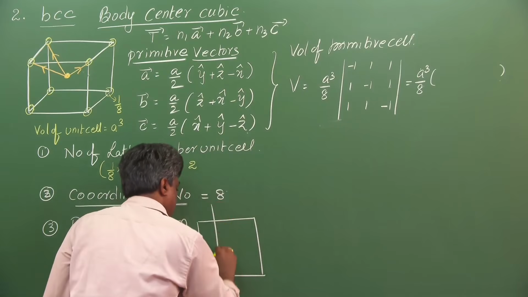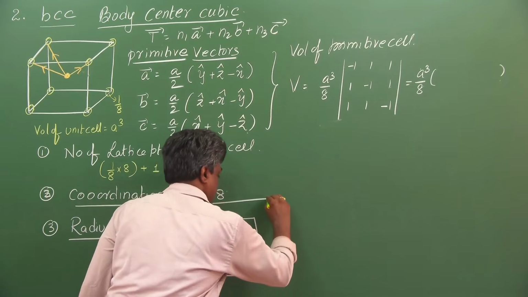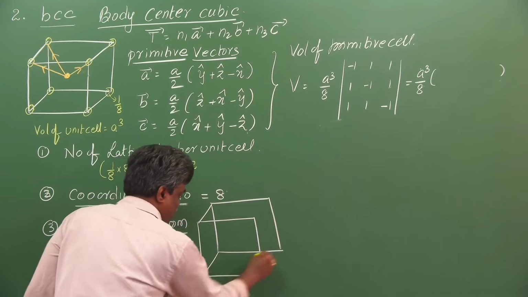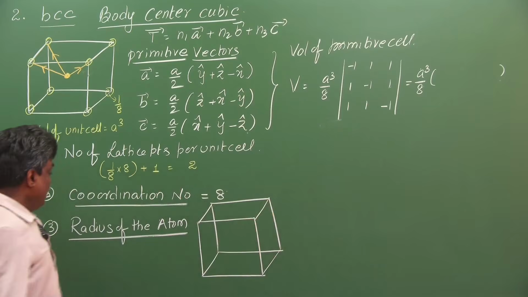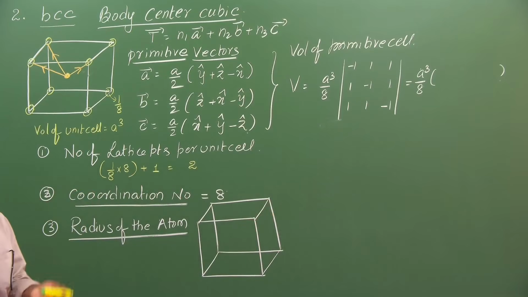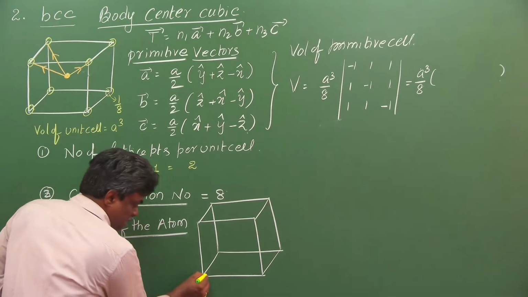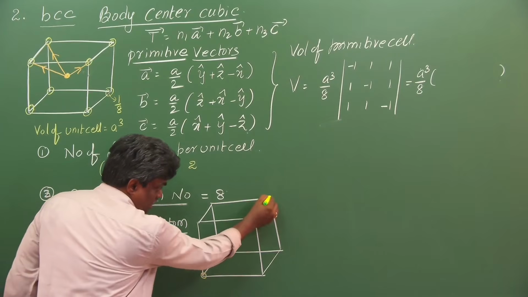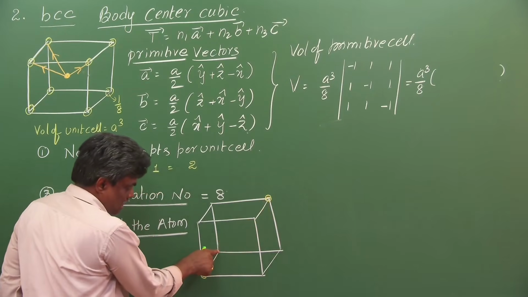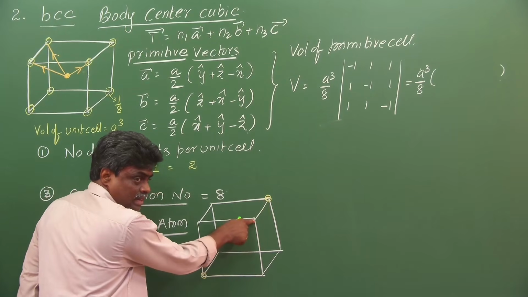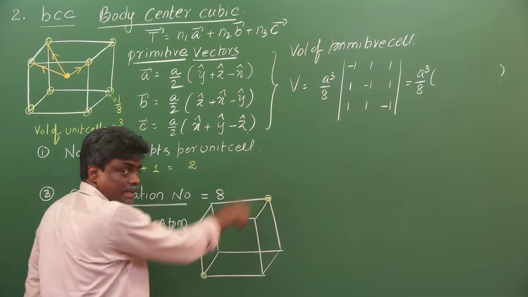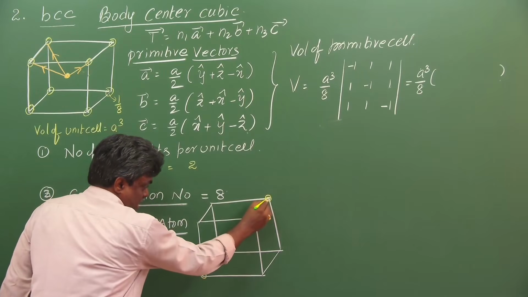So this is the BCC structure. Carefully observe. Now since it is a BCC, we have to take a body diagonal. Body diagonal means this point and this corner, or this point and this corner. It's difficult to show that, that's why I have taken this. So is it clear? This is the body diagonal.